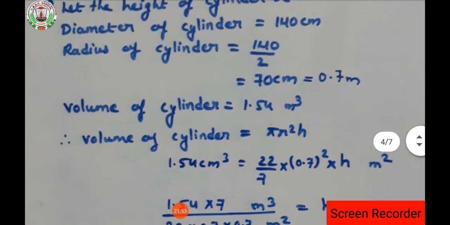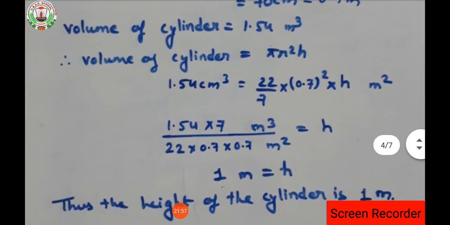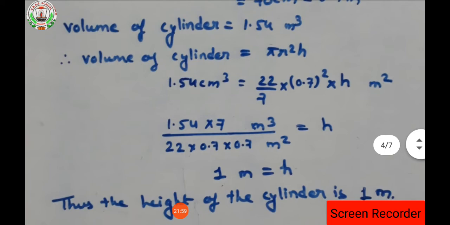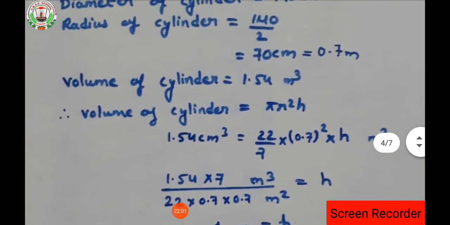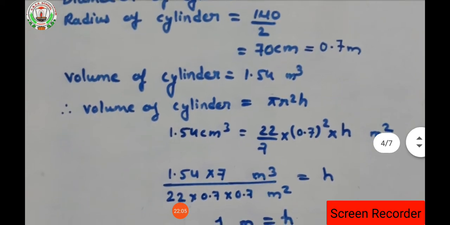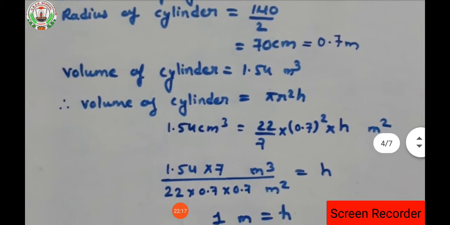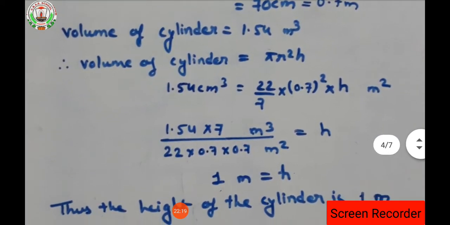Then we are going to find the volume of the cylinder. How much is it given in the question? That is 1.54 meter cube. Why did we change the radius from centimeter unit to meter unit? Because the volume of the cylinder is given in meter unit. That's why we converted centimeter to meter.